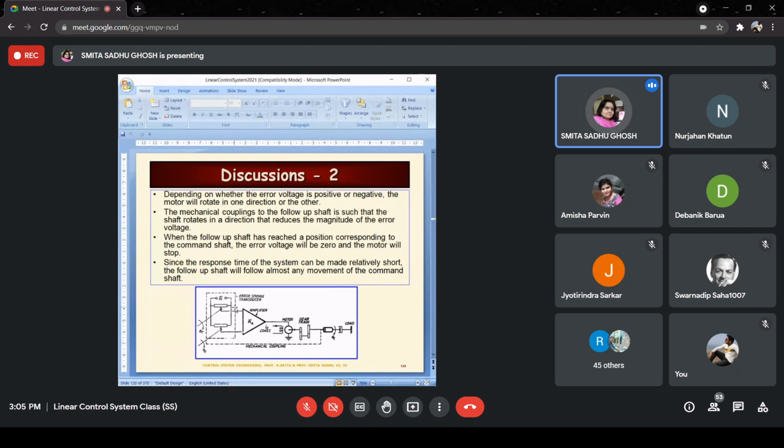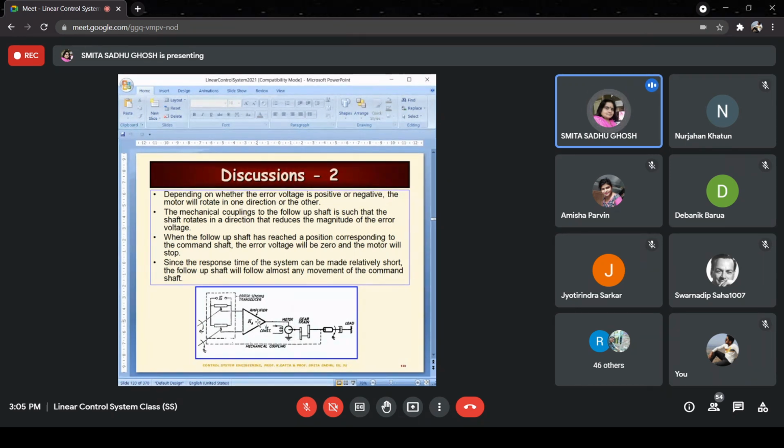Now, depending on whether the error voltage, that is this one, is positive or negative, the output of the amplifier is also a voltage, and that output voltage is going to be given by Ka into the error voltage, whatever it is. If it is small e, then the output voltage over here is going to be Ka into small e. So now this voltage is applied at the terminals of the armature, which means that it is the voltage which is going to drive the motor.